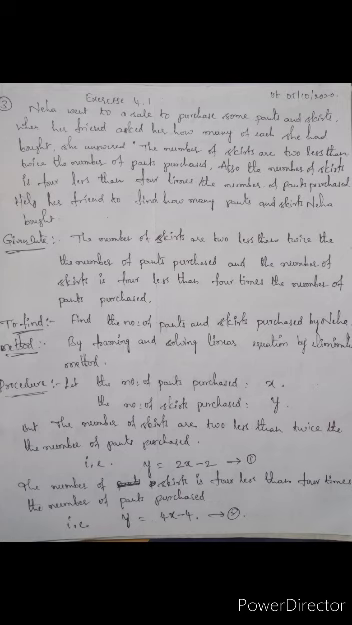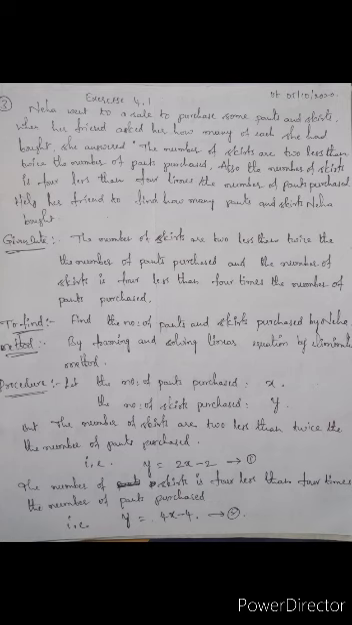When her friend asked her how many of each she had bought, she answered the number of skirts is two less than twice the number of pants purchased. And also the number of skirts is 4 less than 4 times the number of pants purchased. Help our friend to find how many pants and skirts Neha bought.